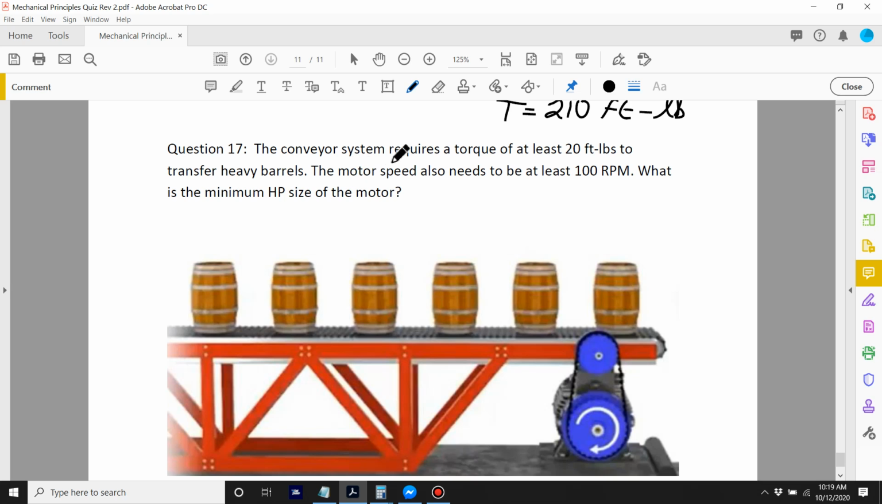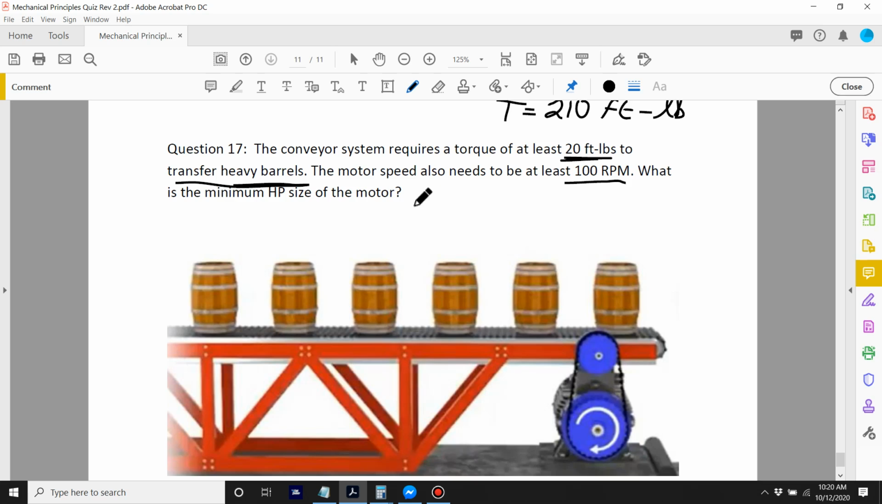A conveyor system requires a torque of at least 20 foot-pounds to transfer heavy barrels. We know it needs to provide 20 foot-pounds. The motor speed also needs to be 100 RPM. What is the maximum HP size of the motor?